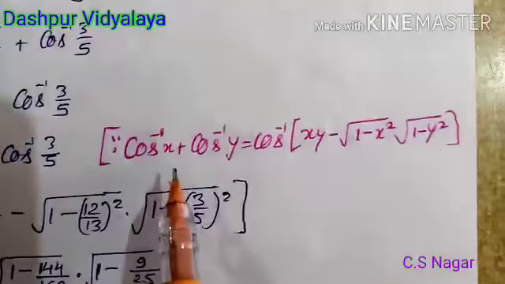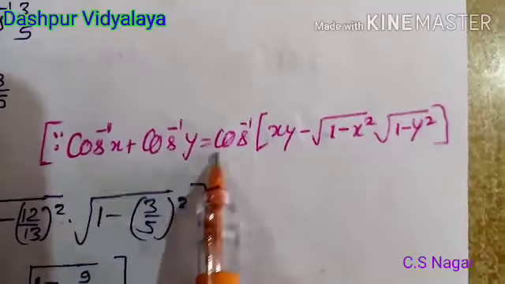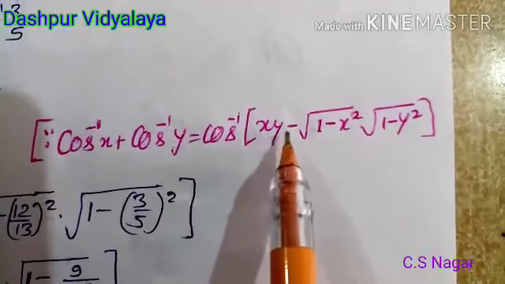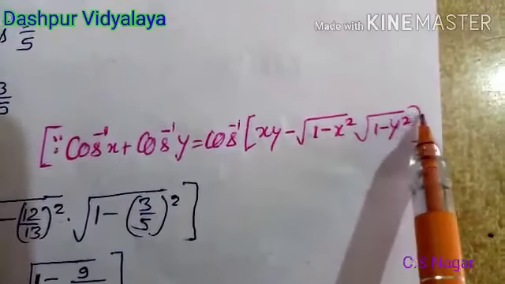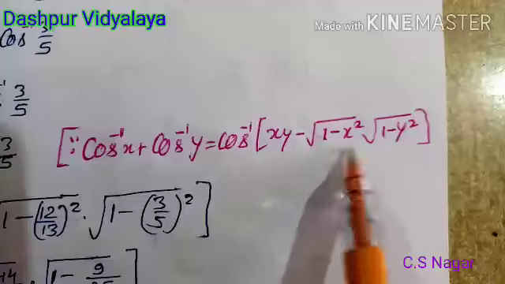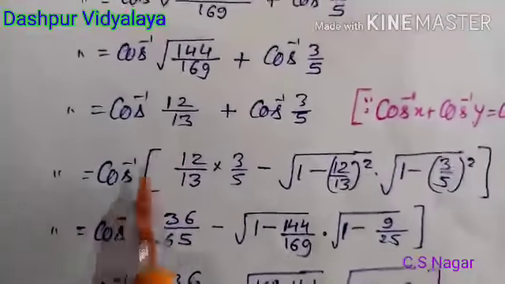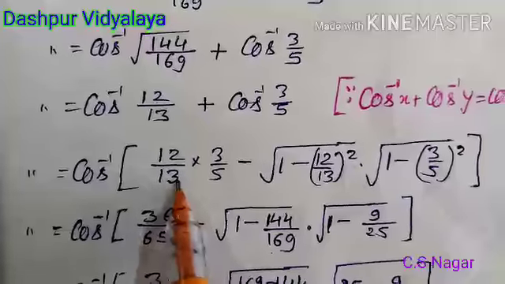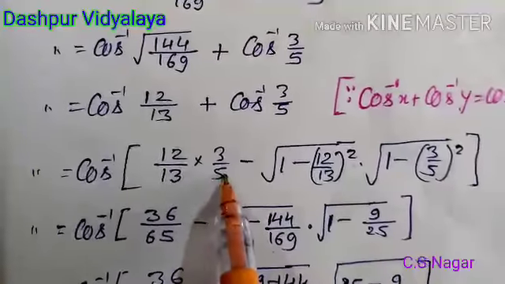So let's see the formula. Cos inverse x plus cos inverse y is equal to cos inverse of x into y minus under root 1 minus x square into under root 1 minus y square. It is like cos A cos B minus sin A sin B. So first write cos inverse, and in the bracket x into y. X is 12 by 13 and y is 3 upon 5.